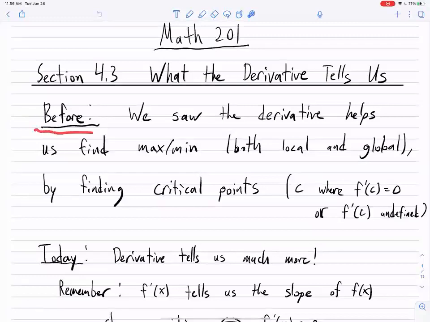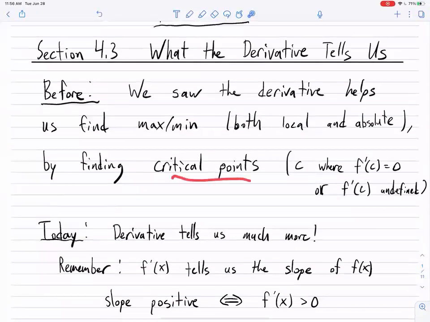So what we did last time, we saw that the derivative helps us find maxes and mins, both local and global, or absolute. I think absolute is the term we've used, so I should use the same one. Both local and absolute by finding critical points, right? Critical points are the values c where f prime of c is 0 or f prime of c is undefined, right? That's what we did last time.